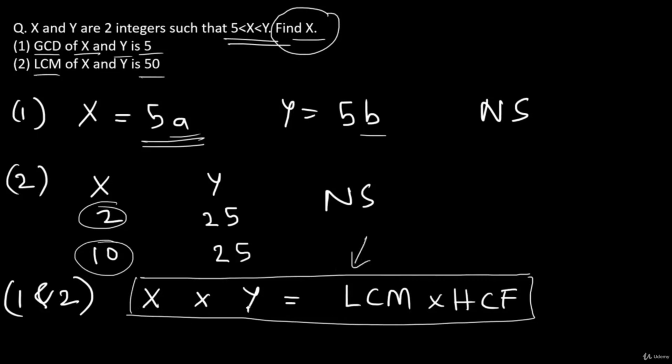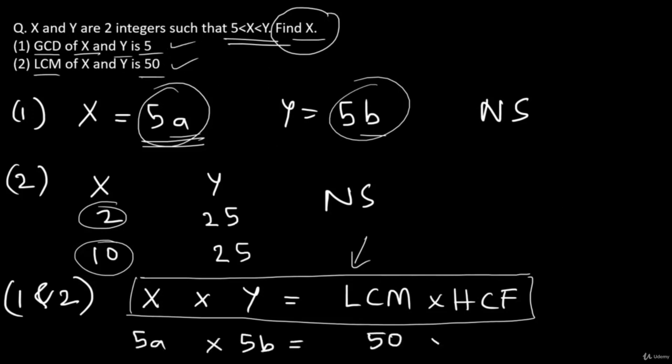If you have two numbers and you know the LCM of the two numbers and the HCF of the two numbers, then the product of the two numbers will be equal to the product of the LCM and the HCF. So over here I have x as 5a and y as 5b, and I know that the LCM is 50 and HCF is 5. So let's proceed. I have 5a into 5b is equal to 50 into 5. Therefore, I have a into b is equal to 10 on simplifying, right?